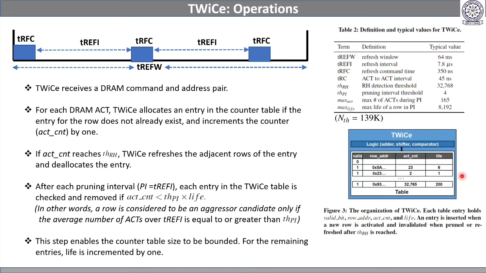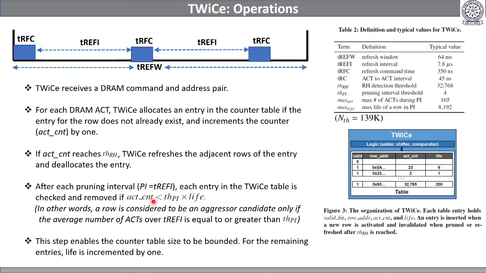The average number of activations per PI must be 4. If the average number of activations per PI is less than 4, then there is no chance that this row becomes an aggressor row. So what they are checking is that, for example here, this is the total number of activations, this is 23, and this is the life of 6, and per life there should be 4 activations for an aggressor. So they will multiply these two values.